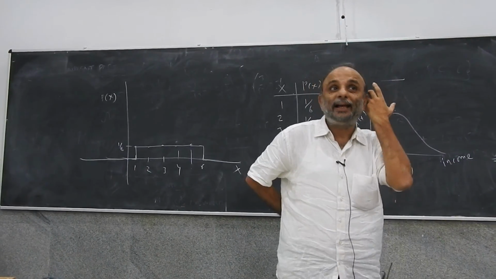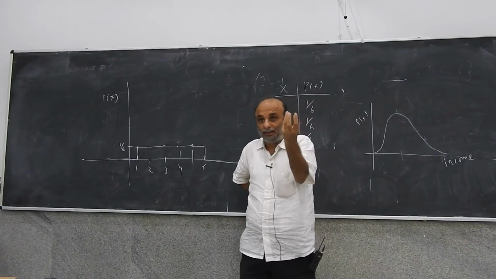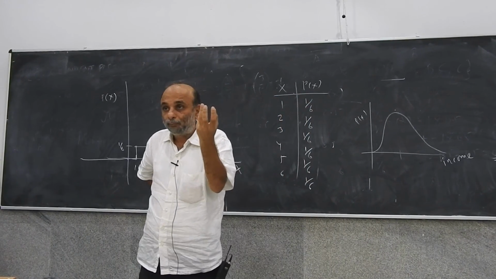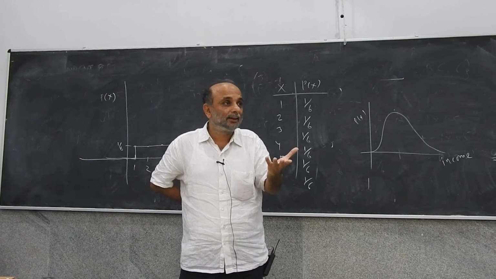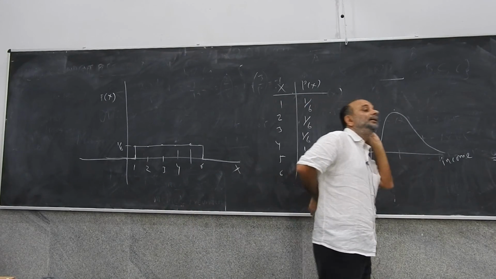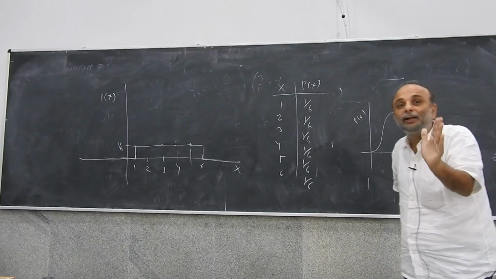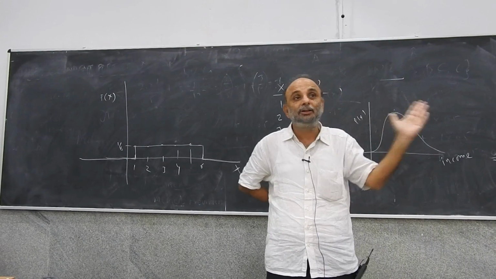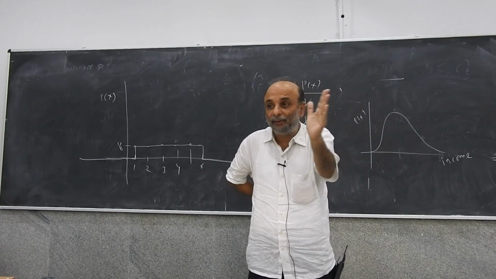So x bar is an estimator. We want to estimate the population mean, which we do not know. X bar is a guess, and x bar has a very useful property: as the sample size increases, x bar will get closer and closer to the population mean. It doesn't mean it will ever touch it.